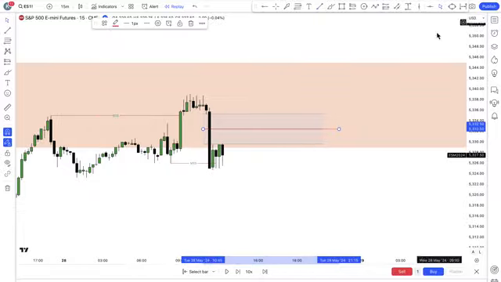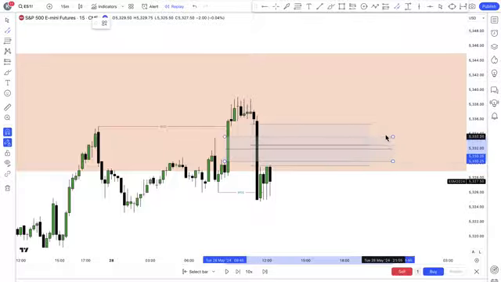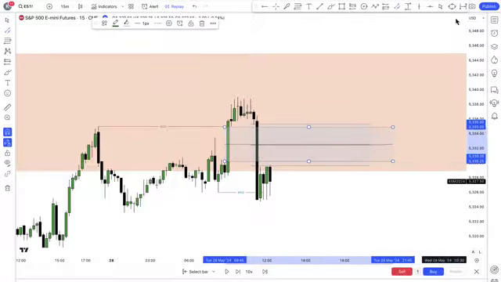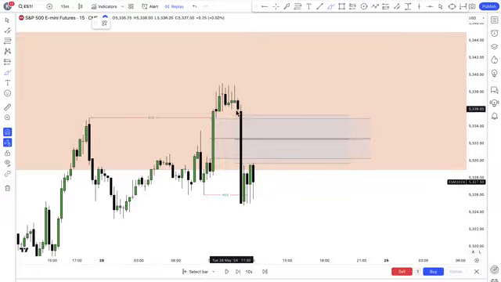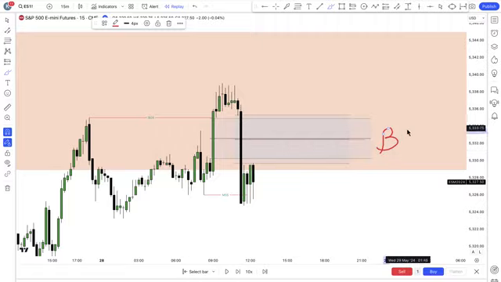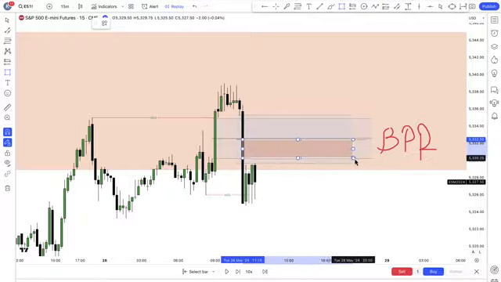But look at this. I'm seeing something very unique. I have a fair value gap here and another fair value gap here. You know what this thing is called? This is called a balanced price range, BPR, and it is more powerful than one fair value gap.